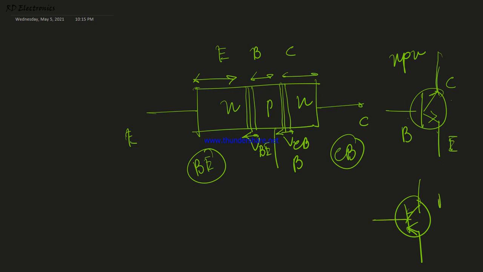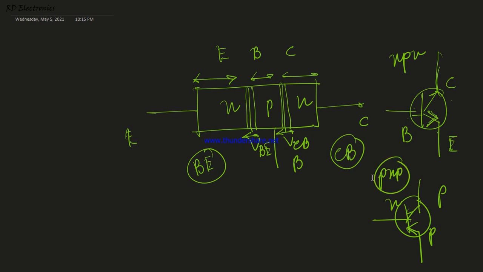The arrow is inward in PNP because the majority carrier is the hole. Depending on the direction, in NPN the arrow is outward, because electrons go from the emitter to the other junction, so the current direction is outward. Here in PNP, the hole direction and current direction are the same, as we already know. That's why this is the inward direction. So this is the circuit symbol of the PNP transistor.